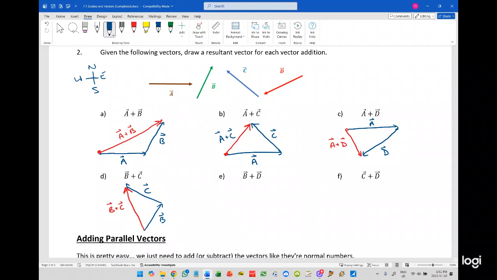B plus D. This one's going to get a little bit weird. I'm going to start down here because I'm going to go up like that for B, and then back down like this for D. And so I think from our starting position, we're going to head northwest.